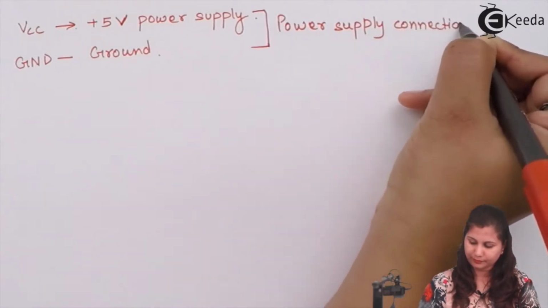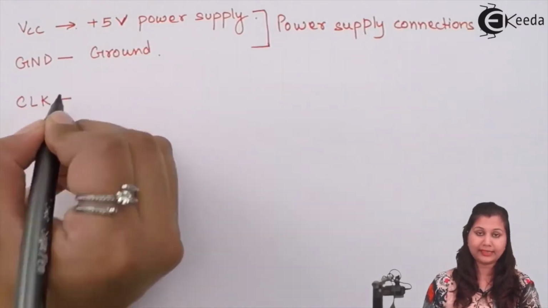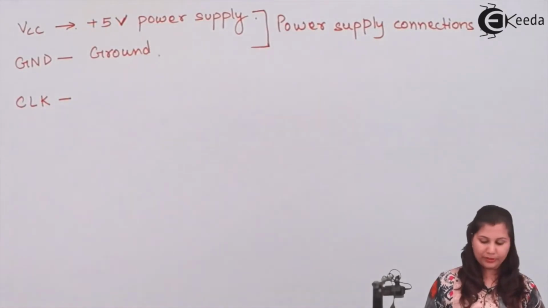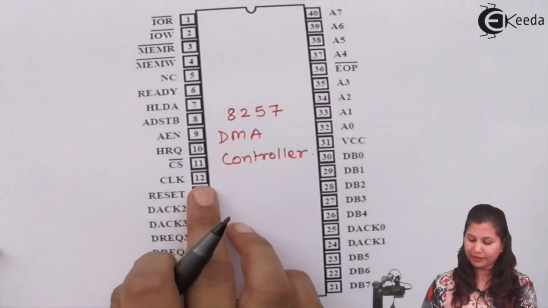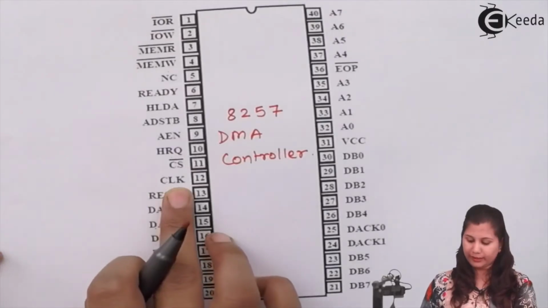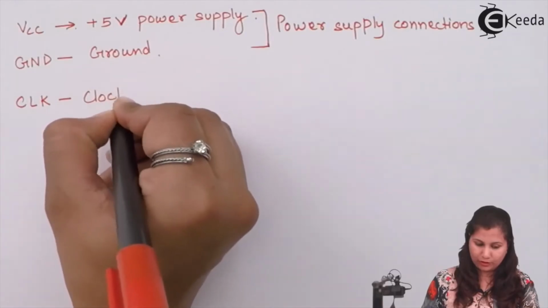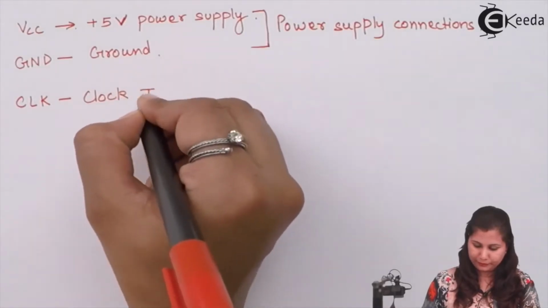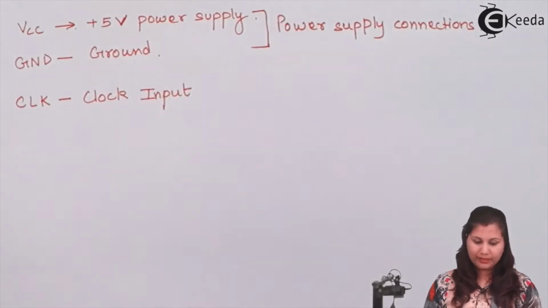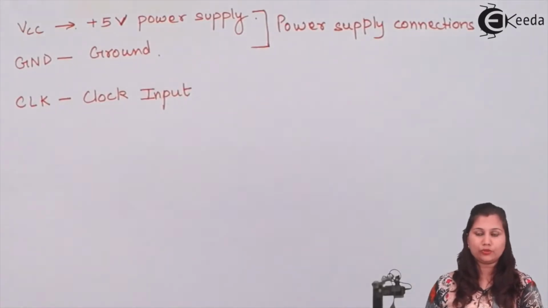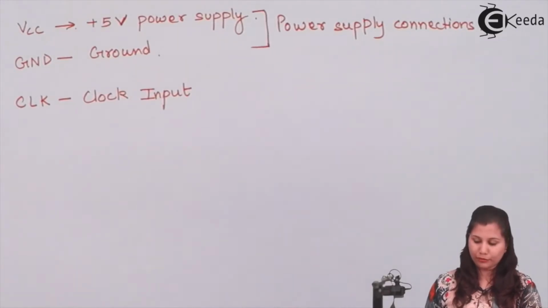Next we have CLK, that is the clock input, which is connected at pin number 12. You can see here at pin number 12 we have the clock input. CLK, its full form, is clock input. Now this signal, the clock input, is used to provide the clock pulse to the DMA controller.